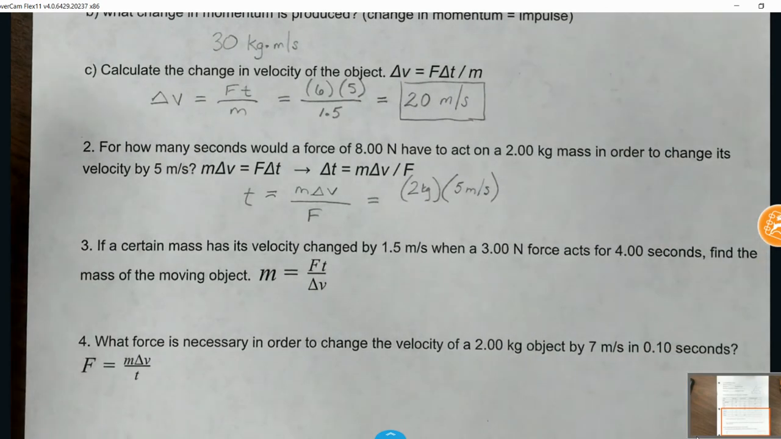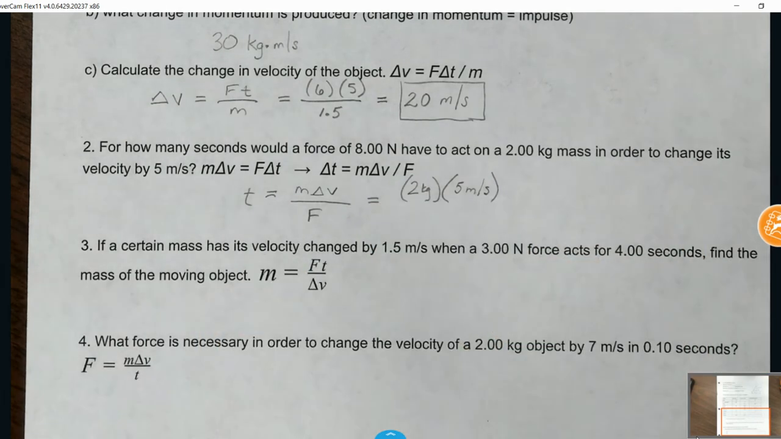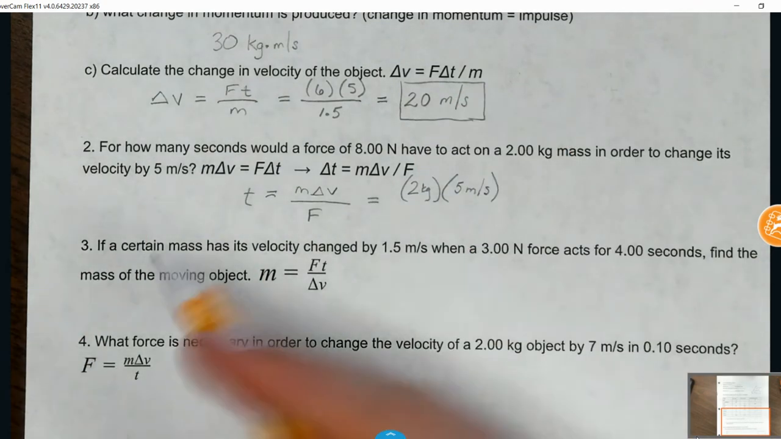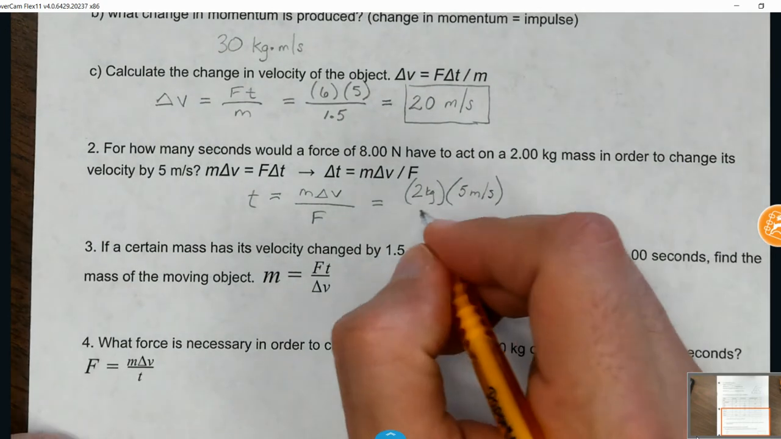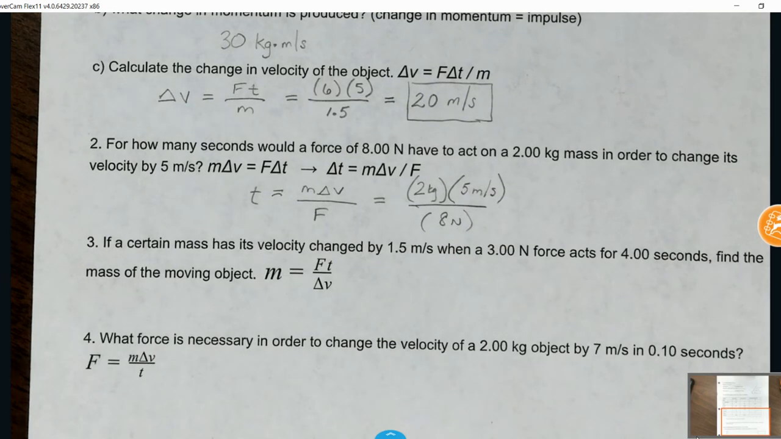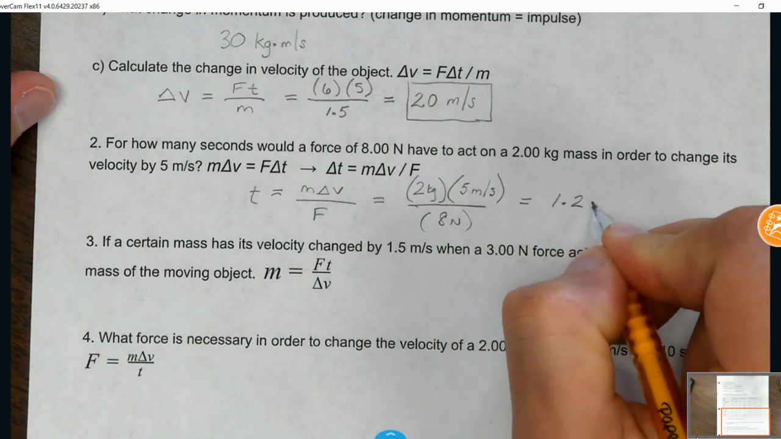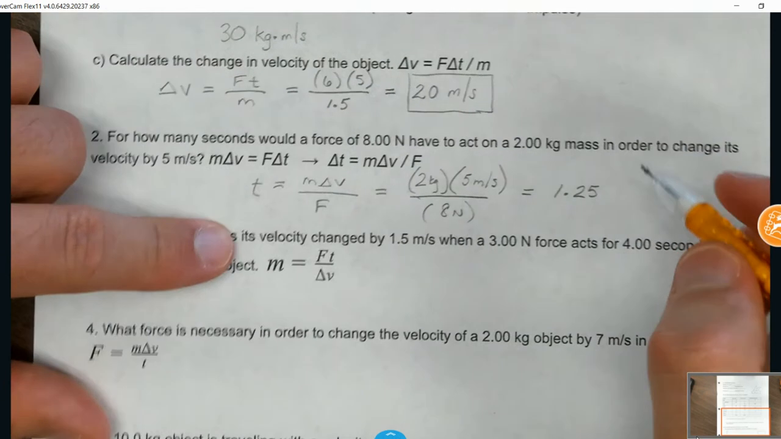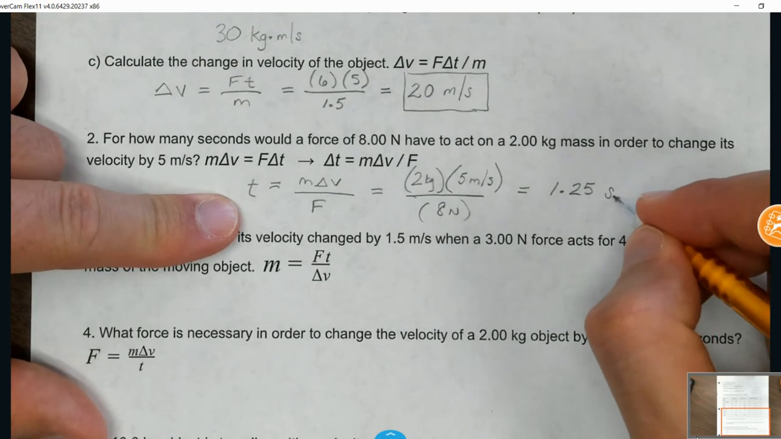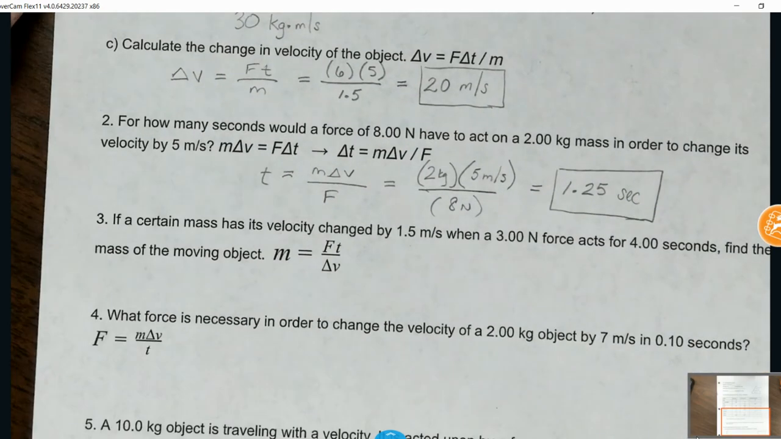Now, the question could have been asked like this: in order to change its velocity from 2 meters per second to 7 meters per second. In that case, you have to do final minus initial to figure out that it would have been 5. But this one, I just gave it as 5. Over the force of 8 newtons. So what is that, 10 divided by 8? And that comes out to be 1.25, and we're looking for time. So the unit would be seconds. Not too bad?